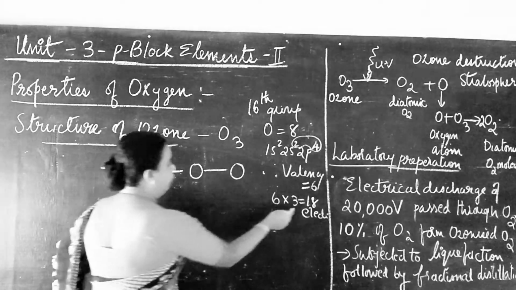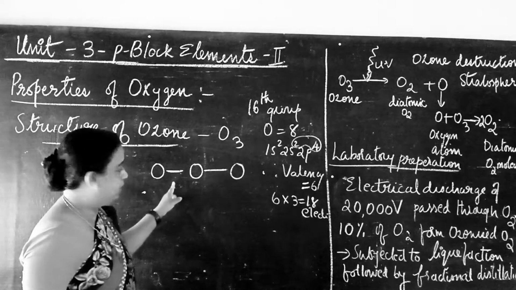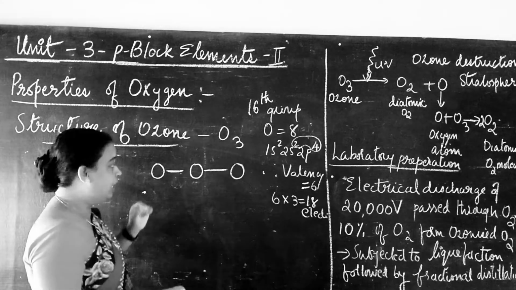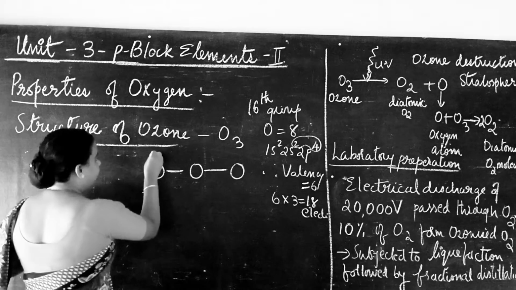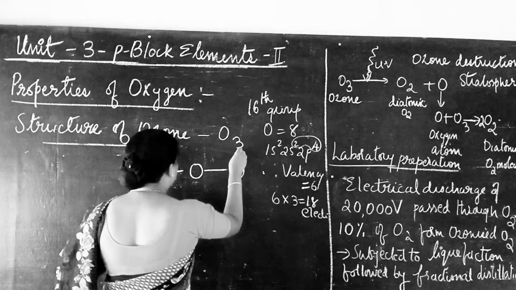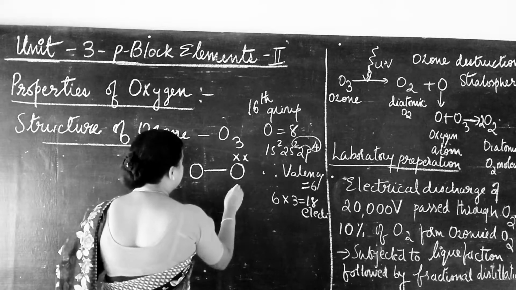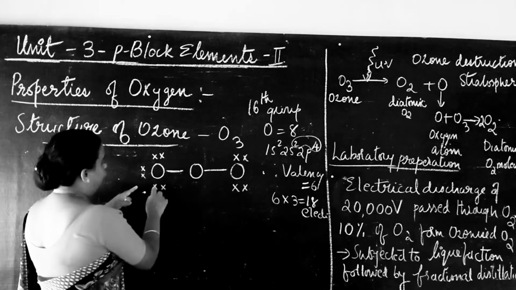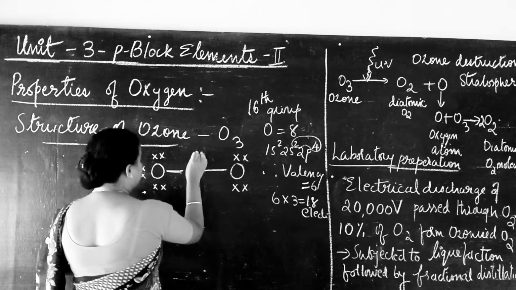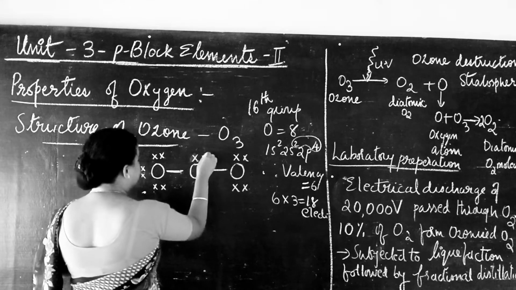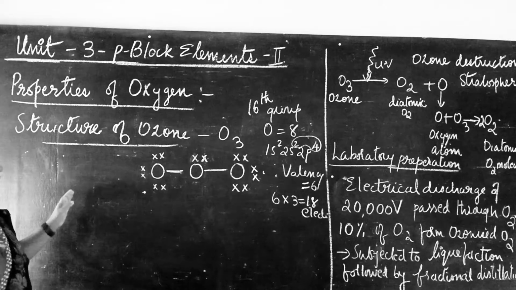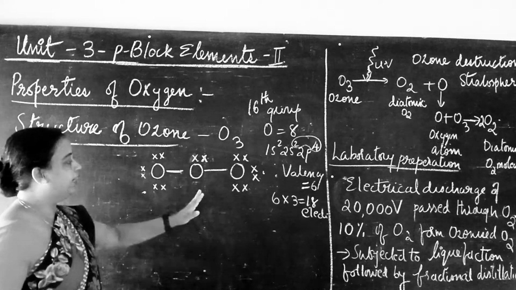Now out of 18, 4 electrons we have written here in the form of 2 bonds. So the remaining 14 electrons we will just put here: 5, 6, 7, 8, 9, 10, likewise 11, 12, 13, 14, and so on up to 18. Yes, so we have written the 18 electrons here.